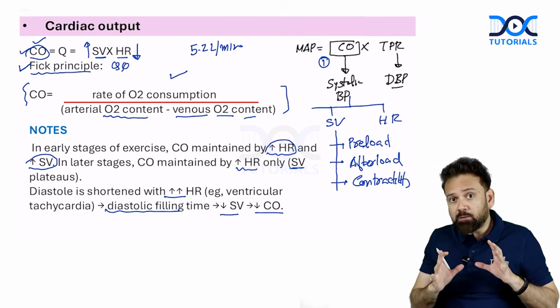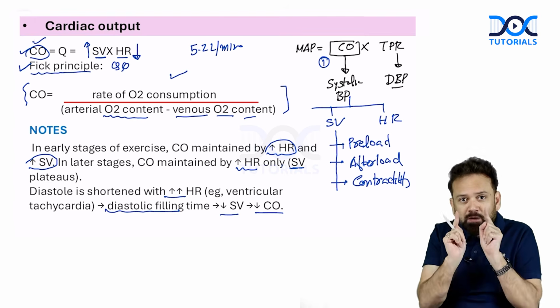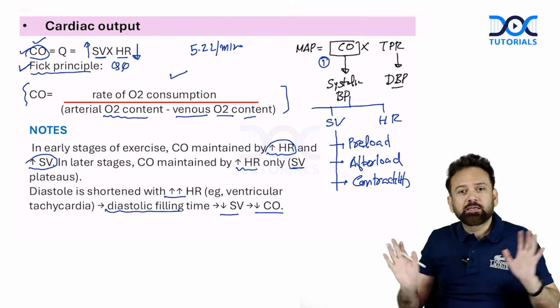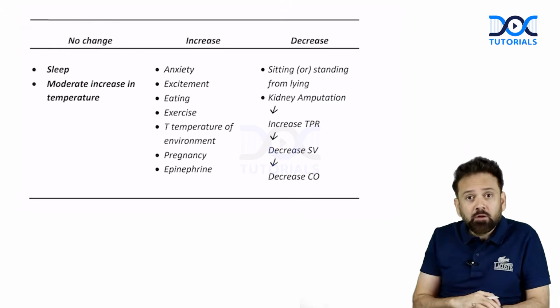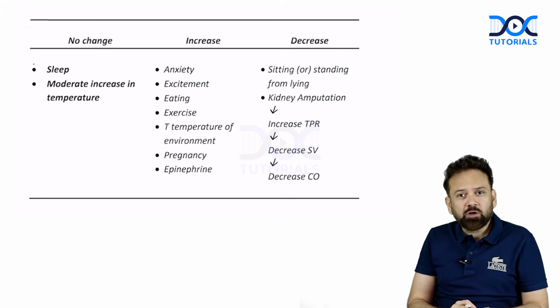I hope this concept is clear, because nowadays they are twisting and turning the question from exercise, and only by this simple formula, cardiac output equals stroke volume times heart rate, it is easily understood. Clear? Now, sometimes this is from your Ganong only. They ask you what are the factors which can increase or decrease cardiac output.